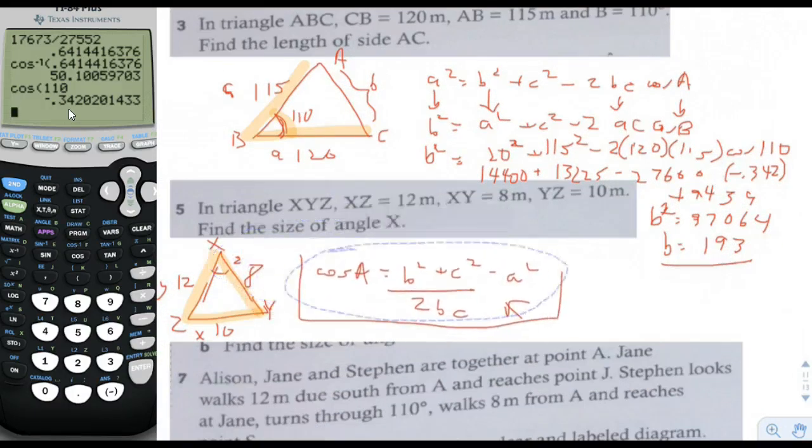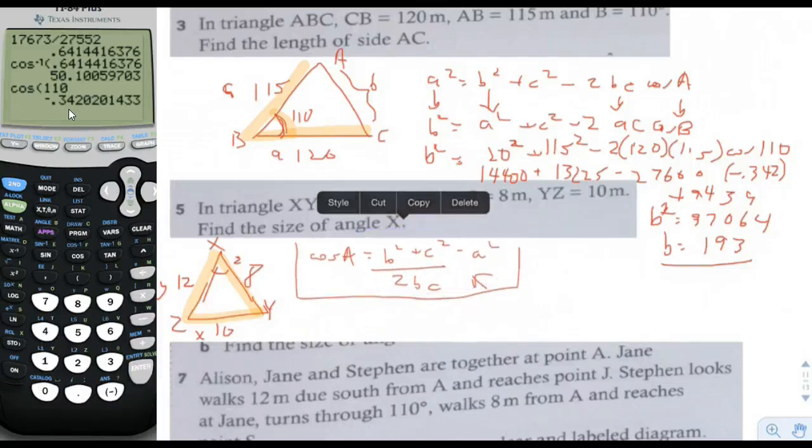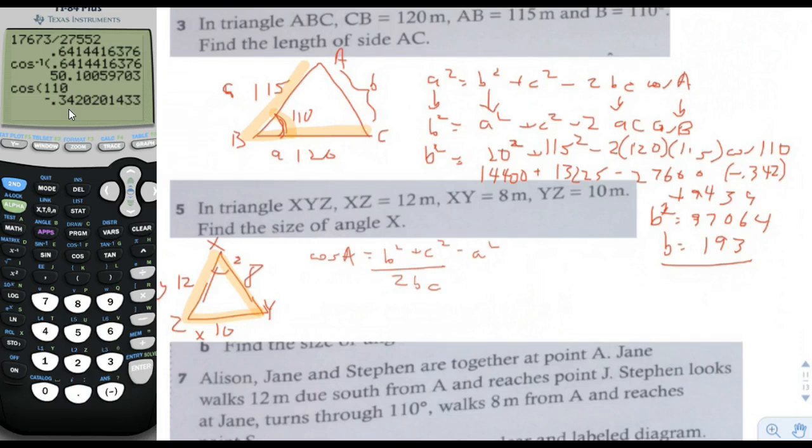Okay, so now instead of cosine A, we're going to have cosine X. And instead of B and C, we're going to have Y and Z. Okay, so let's change them all. We're going to have cosine of big X is equal to Y squared plus Z squared minus X squared all over 2YZ. You see the pattern there?